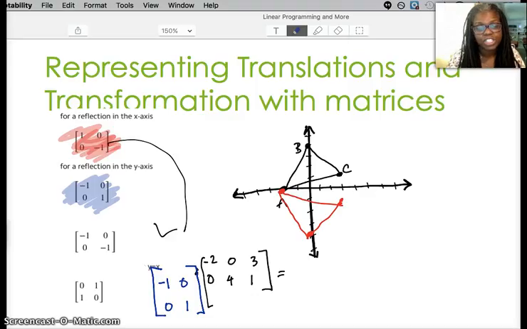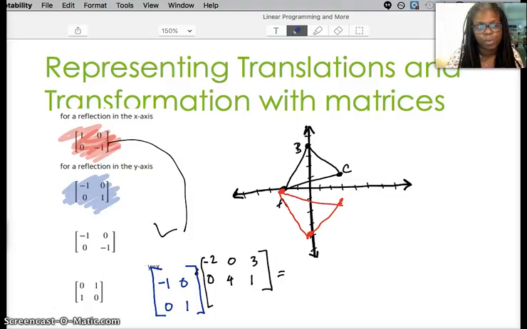So it looks like I'm going to change the sign of my x value. If it's positive, it's negative, negative would be positive, right? Positive, negative, negative, positive. The y will stay the same, so whatever the y values are will stay the same, and we'll get this switch.